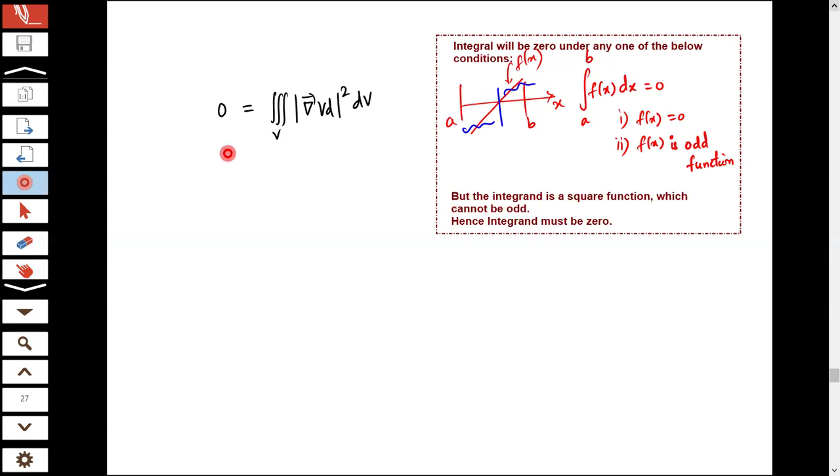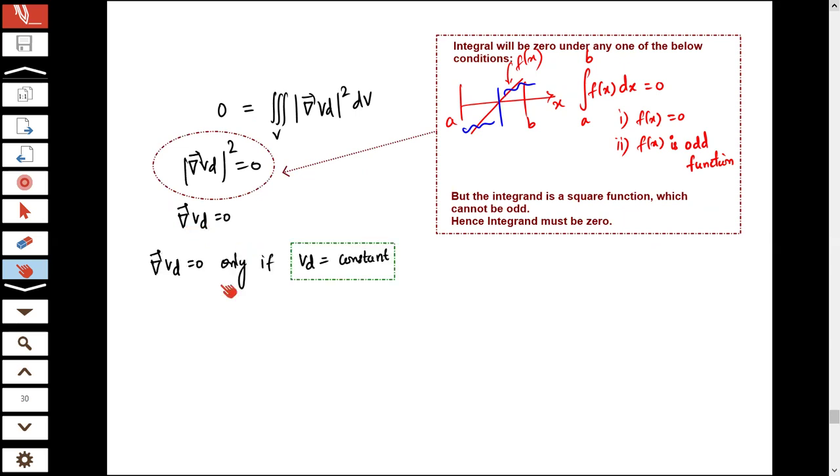But when we look at this integration function, this is a square function, del Vd mod square. Any square function cannot be odd. So the second case is ruled out. Only the first case is applicable here, which means this function itself will be 0. If I consider this function itself as 0, then this equates del Vd mod square to 0, or we can consider this as del Vd equal to 0, which means gradient of the difference potential equals 0. Gradient of any function can be 0 only if this function is constant. That means differentiation of any function is 0 only if this function is constant.